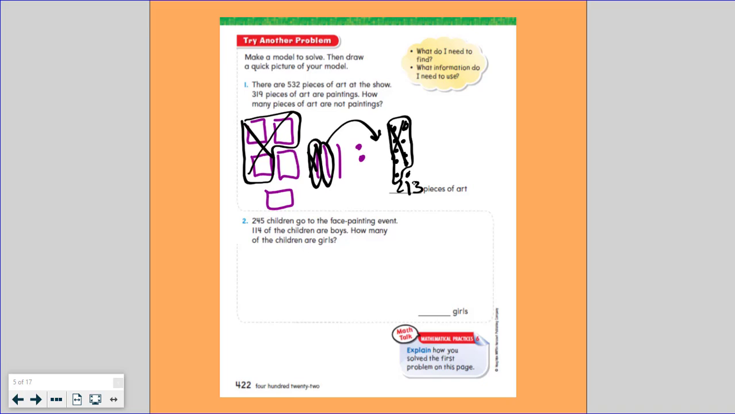Alright, so here's my quick picture for 245, because that's how many children go to the face painting event. Okay, and then I'm going to figure out how many are girls. So first, I have to take away the boys to figure out how many are girls. So 100, 1 ten, and 4 ones have to go. And what I have left is 131. So there are actually more girls than boys at this event, and there were 131 girls to be exact.